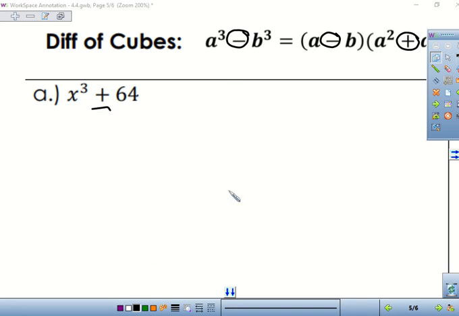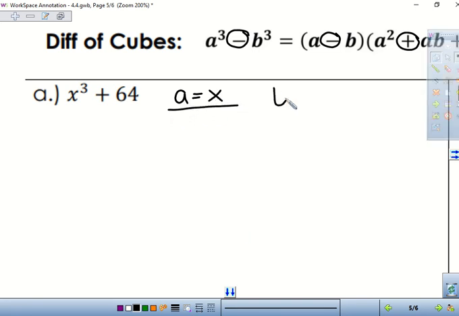Then you're going to basically take the cube root of each of these terms. So, what would be the cube root of x cubed? X. So that's going to be your a. The cube root of the first term is going to be called a. What would be the cube root of 64? 4. That's going to be your b.